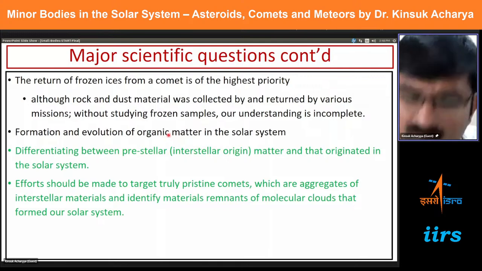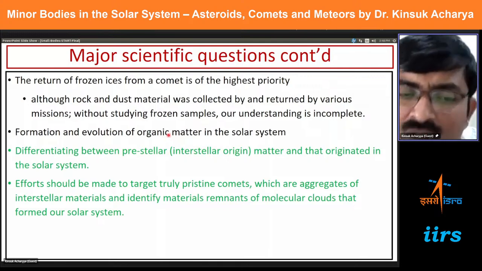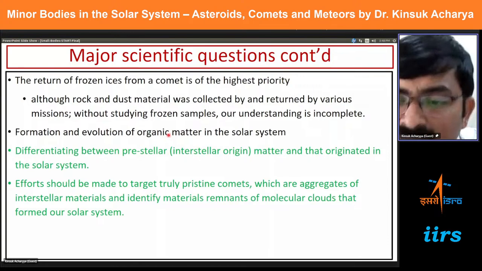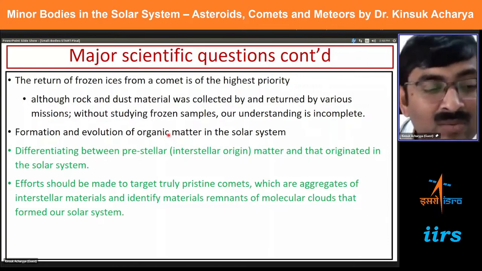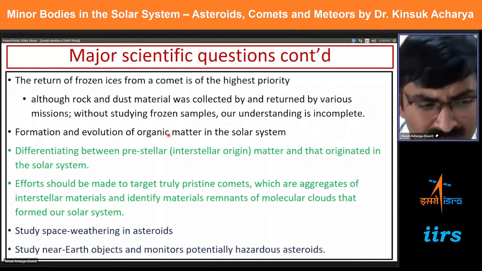So far we have studied some of the comets, but they are mostly nearby comets. So we need to study really pristine comets, in which case we can expect to find the interstellar materials.